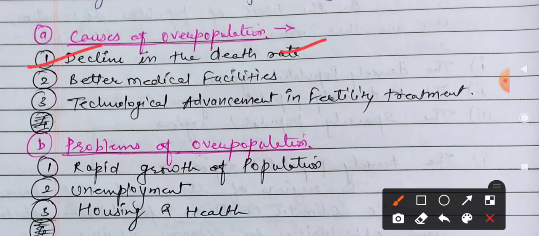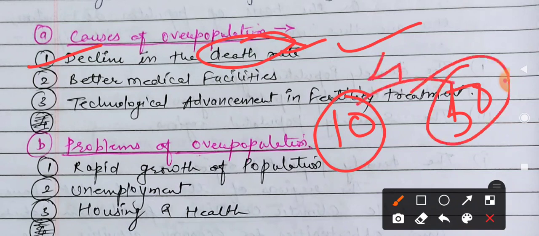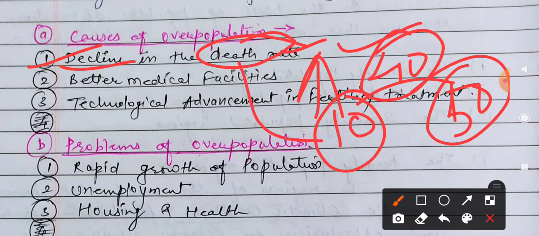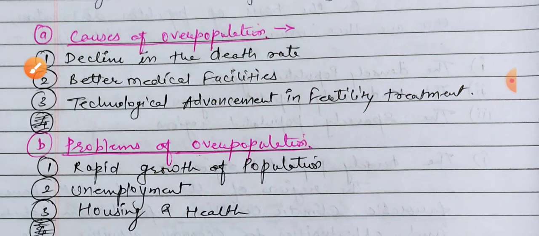Why is there a decline in the death rate? Because the modern facilities are very high and the health facilities are very high. So because of that, the death rate, just like if 10 people are dying, in place of it 50 people are taking birth. So this ratio is a 40 difference. So obviously the population is increasing, because the death rate is declining. Earlier there were 40 deaths, but nowadays it is 10. So that's why it is declining, and that's why the population is increasing.